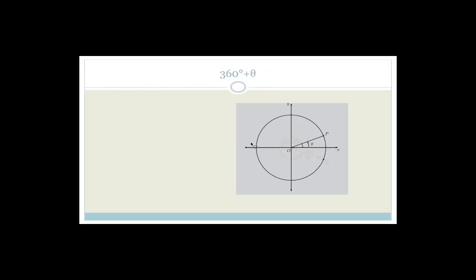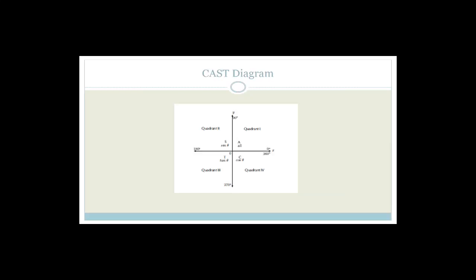Okay, the angle 360 plus theta is exactly the same as the angle of just theta. All that you've done is you've taken your angle and you've gone all the way around back to where you started, okay? So therefore sine of theta is going to be the same as sine of 360 plus theta. Similarly, cos theta, tan theta, it's all the same because all you've done is go back to where you started, okay? Again, just looking at the CAST diagram, but we've gone through it.